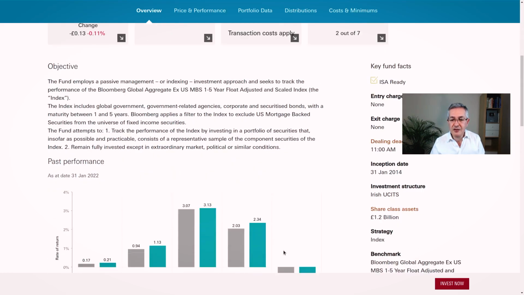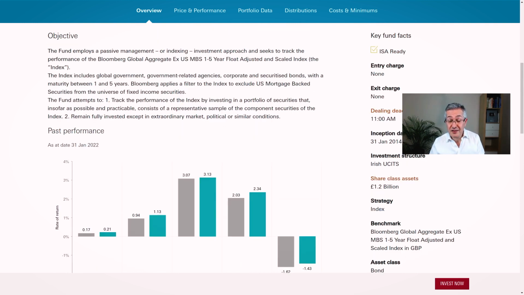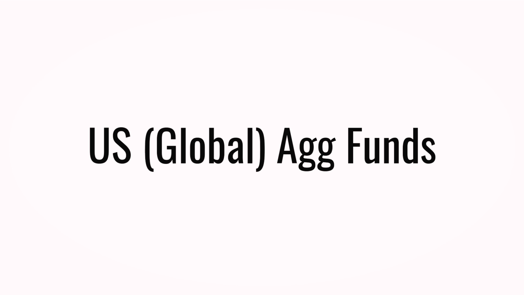So if we scoot down to see which index it's tracking, it's the Bloomberg Global Aggregate, but it excludes US mortgage-backed securities. Those are those mortgages which are packaged up as bonds. Now, this one isn't currency hedged, so you will be taking the currency risk with the individual bonds and the currencies in which they're denominated. But we do know that the duration of the bonds is short, and that means we'll be taking relatively little interest rate risk. So if interest rates do increase in developed markets, you won't take much of a hit with this bond fund. Now let's look at US aggregate bond funds.